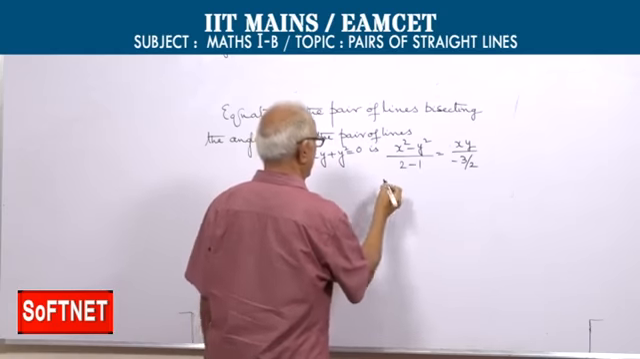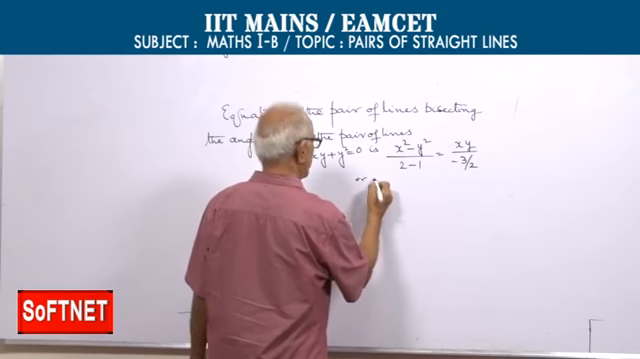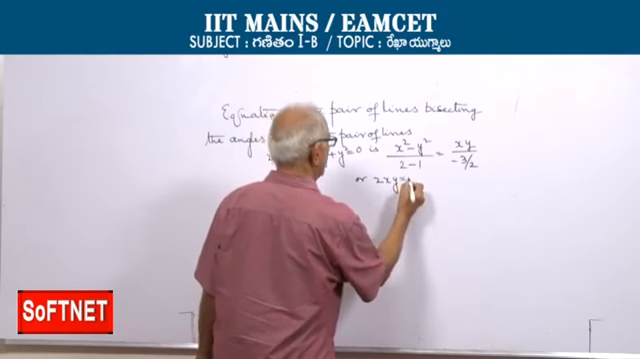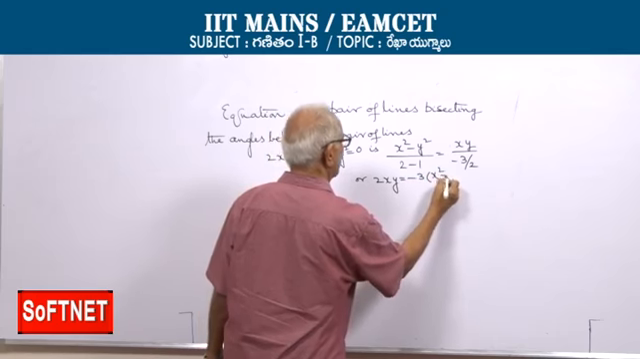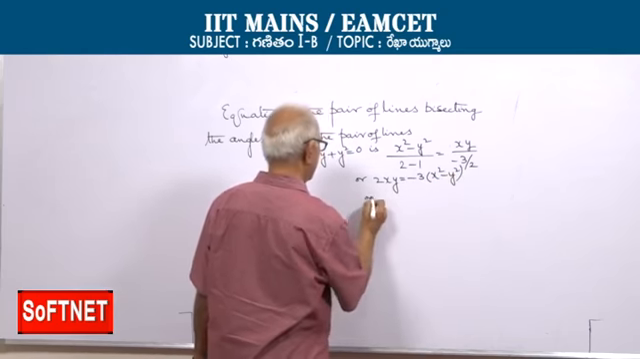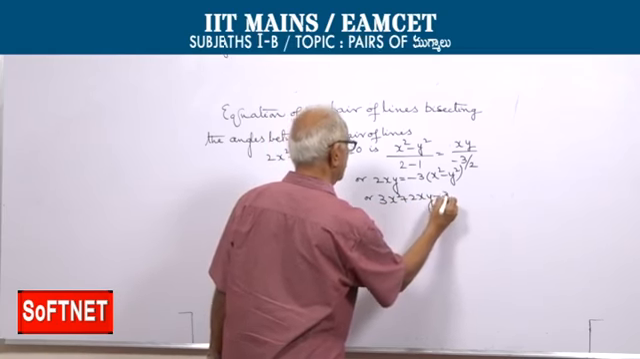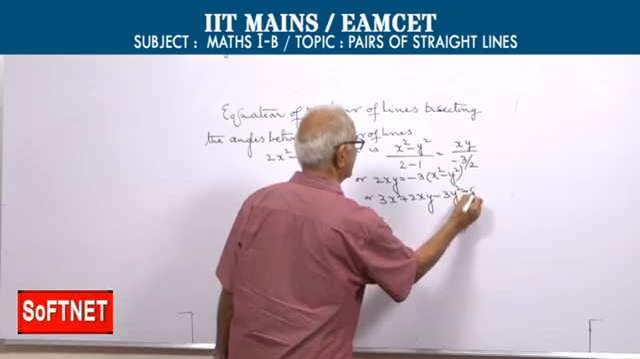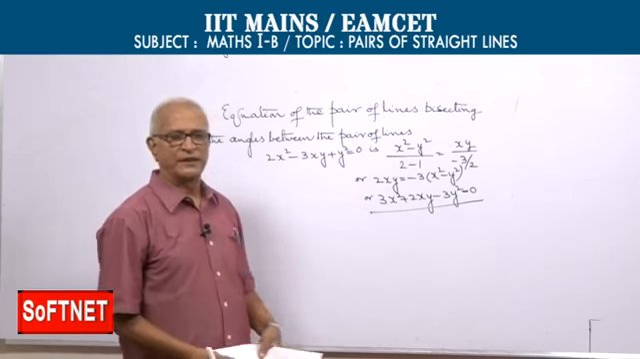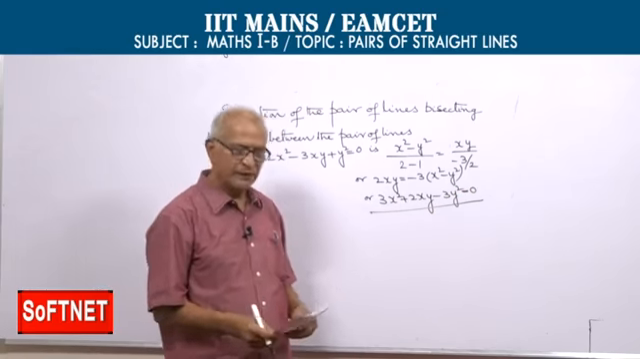Therefore, this is 2xy = −3(x² − y²), or 3x² + 2xy − 3y² = 0. So, this is the pair of lines bisecting the angles between the given pair.